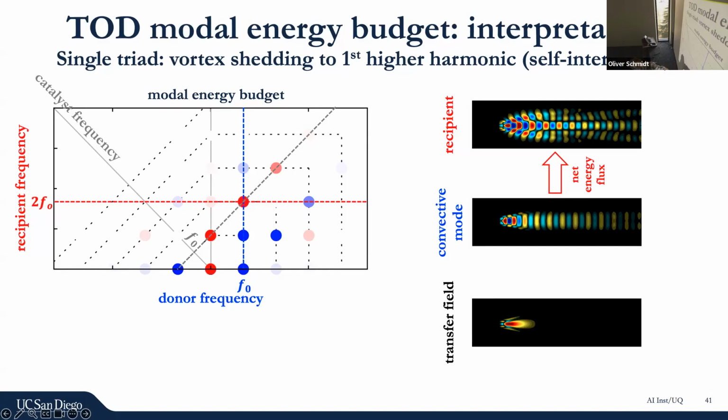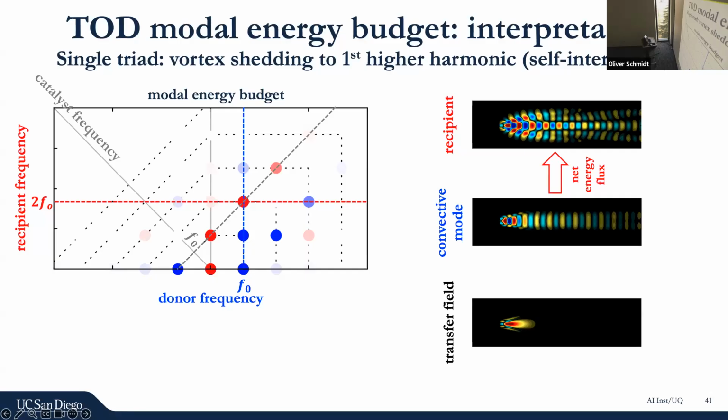So what we see is the self-interaction of the catalyst frequency. We can go down here, right? That's the fundamental itself, or negative itself, the conjugate, right? It's the fundamental interacting with its own conjugate to produce the first higher harmonic, right? And it gives energy, right? So we get net energy flux into the higher harmonic.